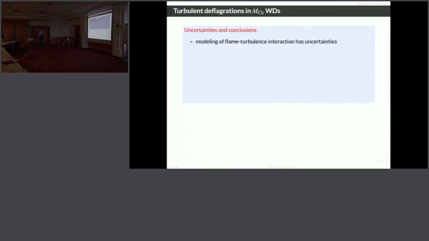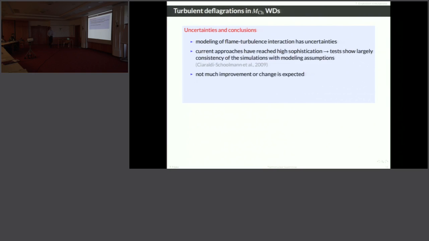Okay, so uncertainties and conclusions. Well, the modeling of the flame turbulence interaction still has uncertainties. Yesterday I talked about how this is done in detail with buoyancy scaling or with turbulent subgrid scale models. And of course you could say, well, this is still an uncertain subject. But I would say that current approaches have already reached a rather high level of sophistication. We have performed tests of the turbulent scaling properties in such large-scale simulations, and they showed consistency with the modeling assumptions. So therefore, I would not actually expect much change or improvement over the next years with improving the description of turbulence flame interaction in these models.